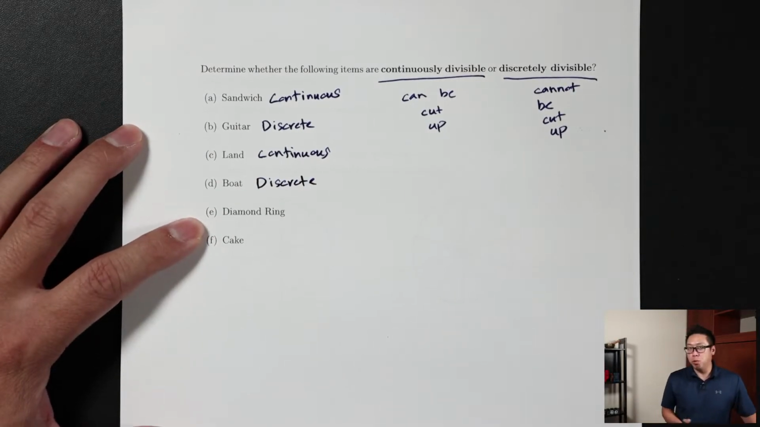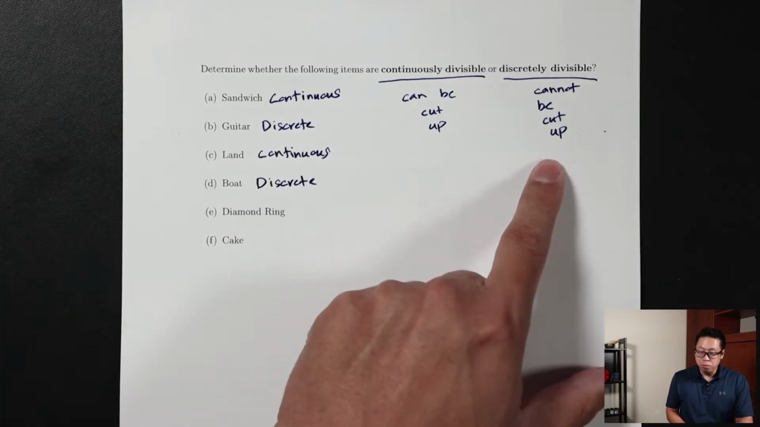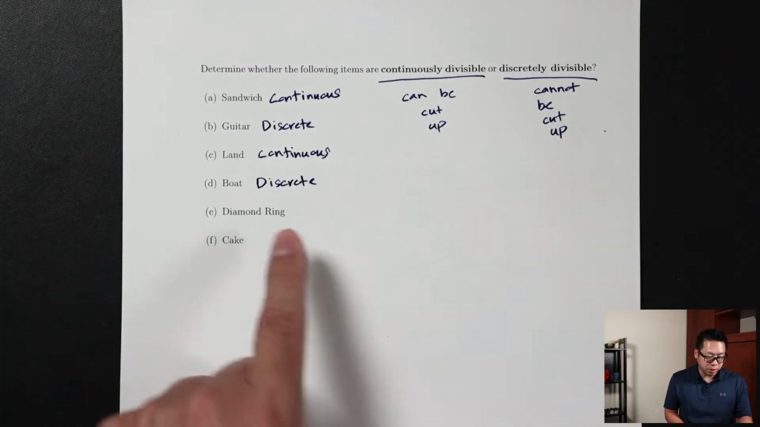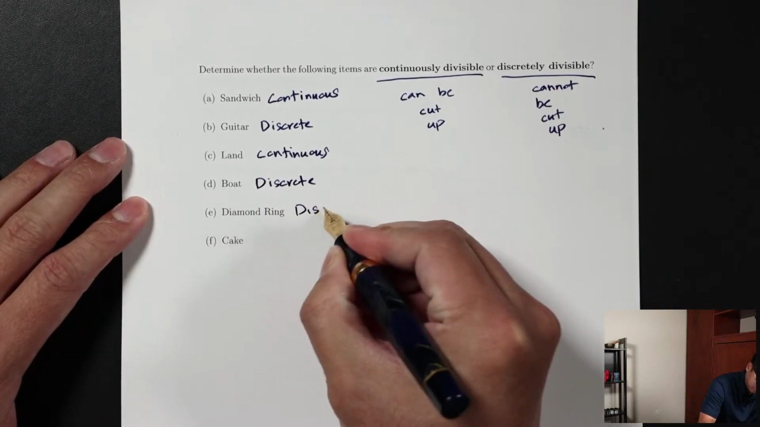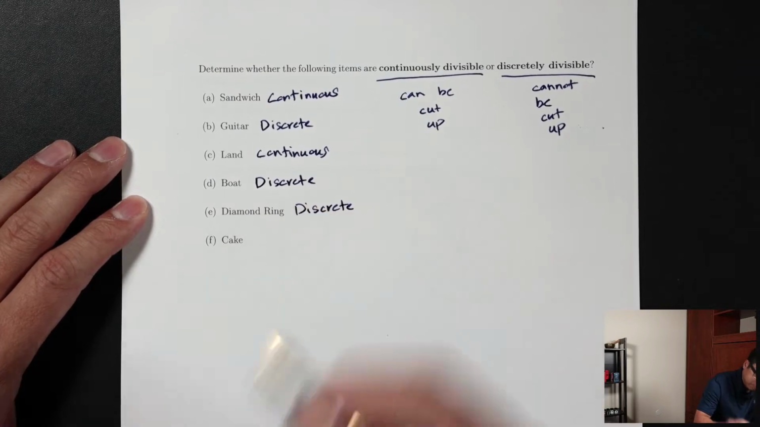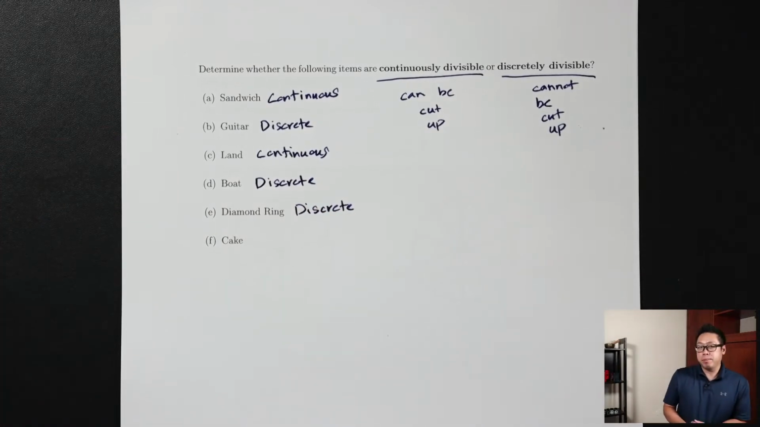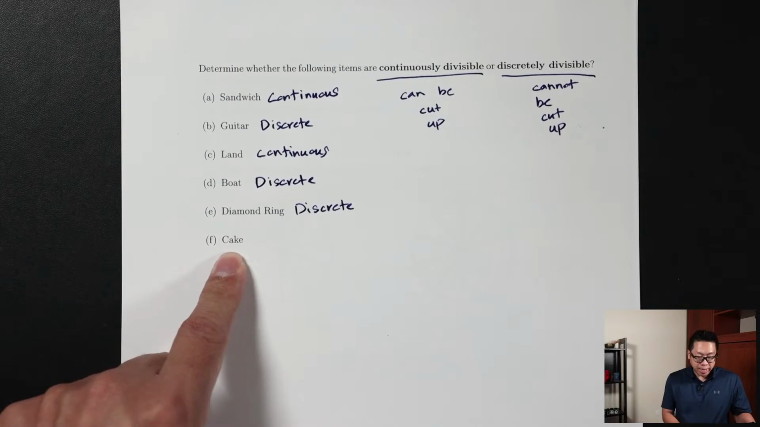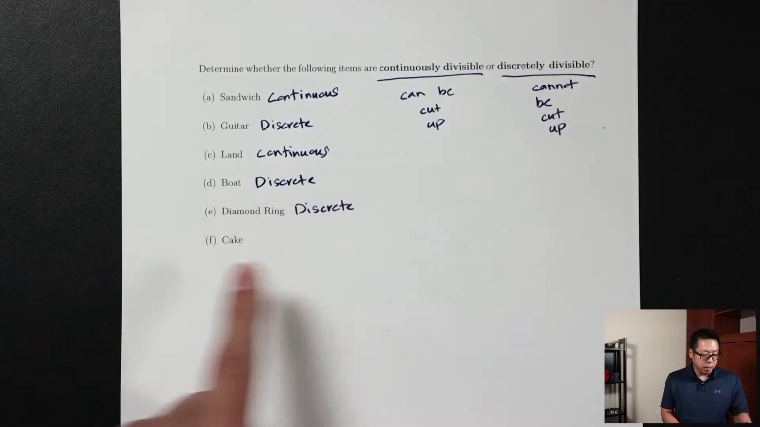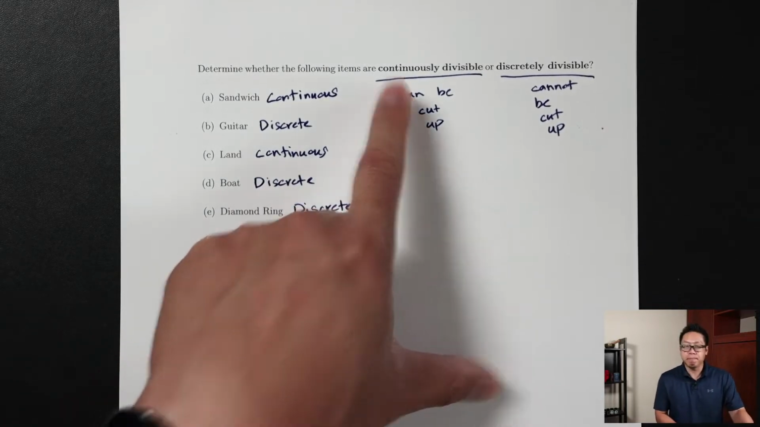Diamond ring. Would you cut up a diamond ring? Probably not. We don't want to cut up diamond rings, so diamond rings would be discrete. What about cake? If you're sharing a cake, could you cut up a cake? Yeah, we do it all the time, right? Because we can cut these up, a cake is considered continuous.